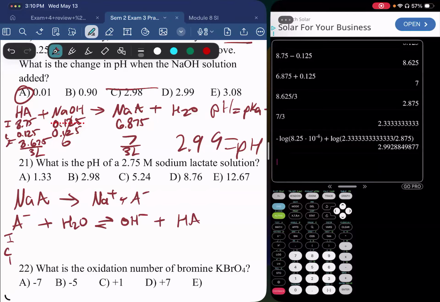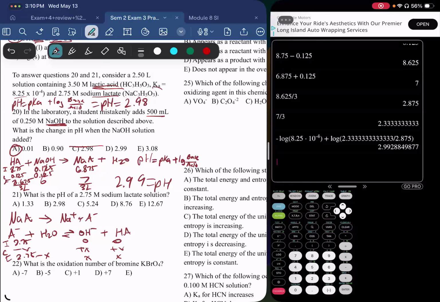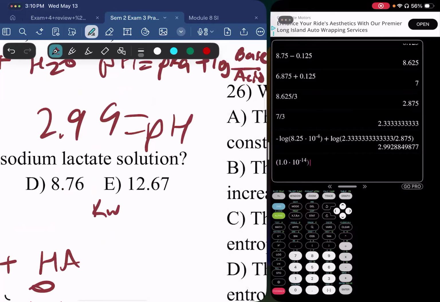And so this is going to be an ICE chart. This is similar to a lot of the times where we did this in class. So 2.75, 0, 0, plus x, minus x, 2.75 minus x, x, x. All right. And we need to figure out the KB value, right? Because we're using it as a base. It's going to be 1.0 times 10 to the negative 14, KW, divided by KA to find KB.